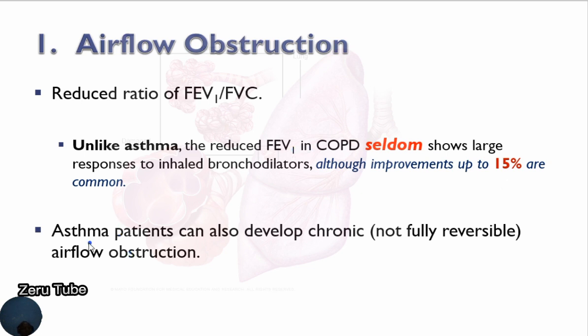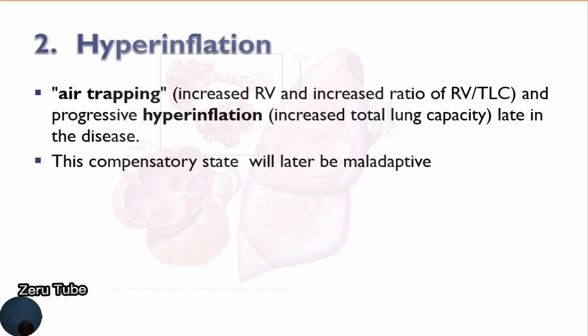An asthma patient can also develop chronic, not fully reversible airflow obstruction. There is a difference between asthma and COPD. In an asthmatic patient, the airflow obstruction is temporary and reversible. In a COPD patient, the airflow obstruction is irreversible. Another pathophysiology of COPD is hyperinflation.